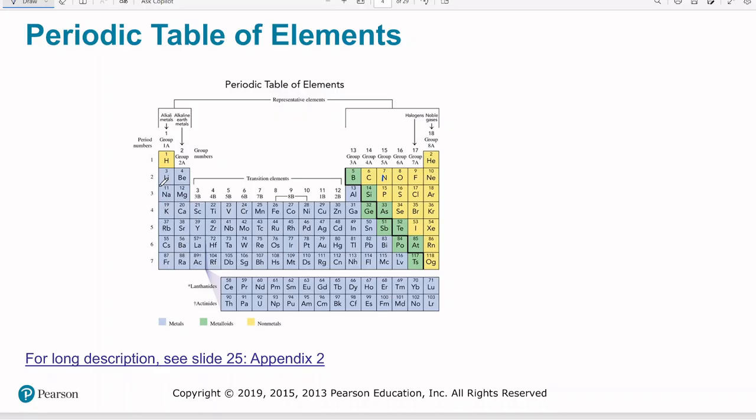The other method lists the columns in order from left to right, 1 through 18. So we have group 1, 2, 3, 4, 5, 6, all the way to 18.